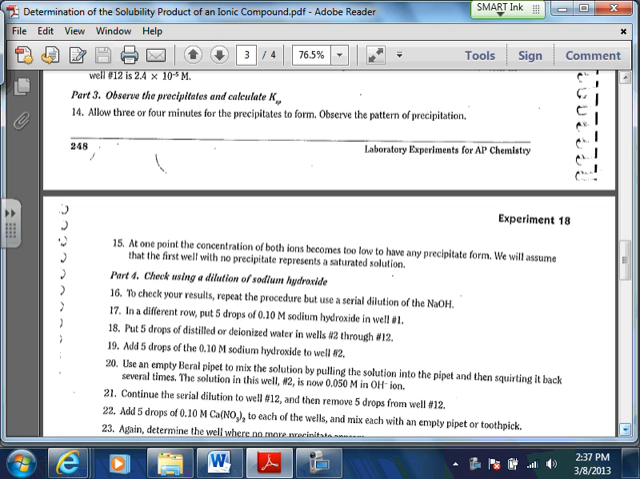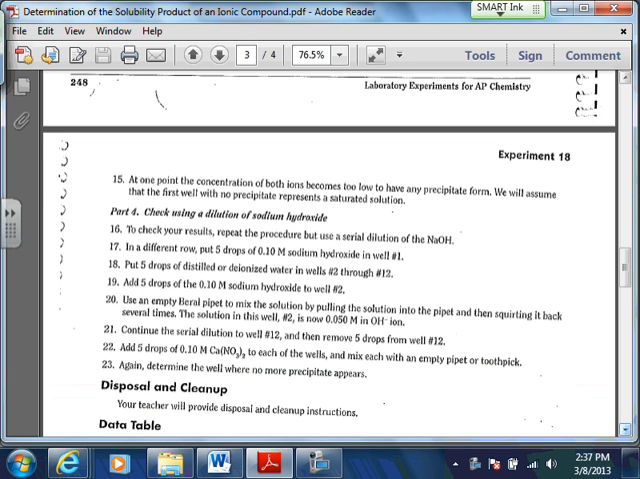It says observe the pattern of precipitation. It doesn't really give you a spot to record that data, but they just want you to look at it. At one point, the concentration of both ions becomes too low to have any precipitate form. We're going to assume the first well with no precipitate represents a saturated solution. So what we're doing here basically is cutting the concentration in half, and cutting it in half, and we're going to keep doing that until eventually, because of that Ksp, at some point it's not going to precipitate anymore. The first well that no precipitate forms, we're going to call that a saturated solution.